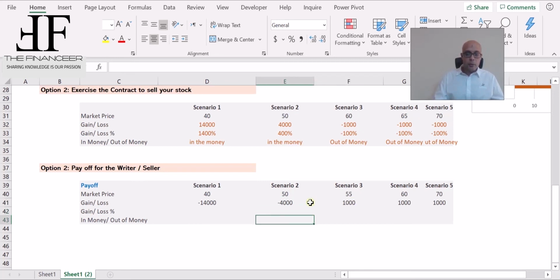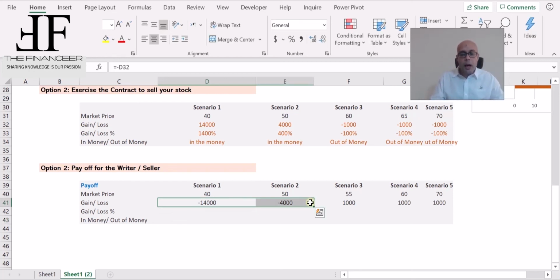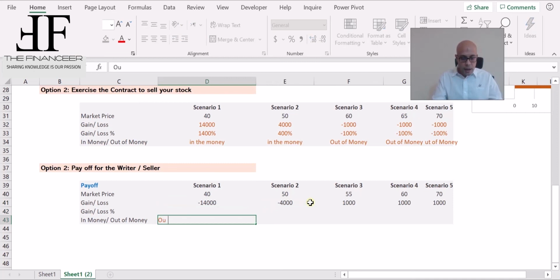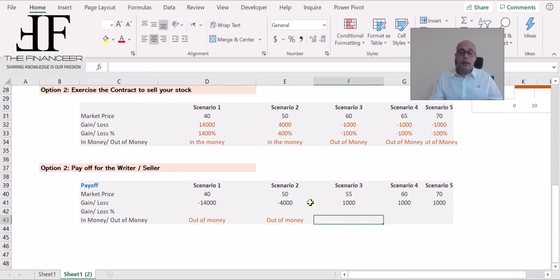Okay, let's now determine the type of the contract. Now let's determine the type of the contract of this put option for the writer. If the writer is achieving losses, this one will be out of the money. So he will say, this contract is out of the money because actually I am losing from this contract. And if the writer is achieving gain, in this case it will be in the money. So the writer is getting a benefit from these contracts.